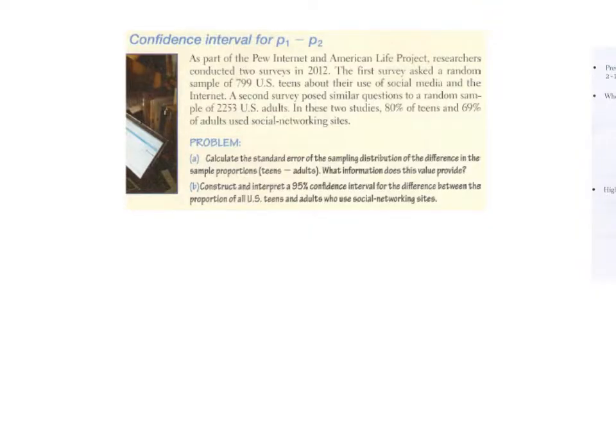Okay, let's look at what we have here example-wise. So as part of the Pew Internet and American Life project, researchers conducted 2 surveys in 2012. The first survey asked a random sample of 799 U.S. teens about their use of social media and the Internet. A second survey posed similar questions to a random sample of 2,253 U.S. adults. In these 2 studies, 80% of teens and 69% of adults used social networking sites. So part A here has us calculating the standard error of the sampling distribution of the difference in the sample proportions, teens minus adults.